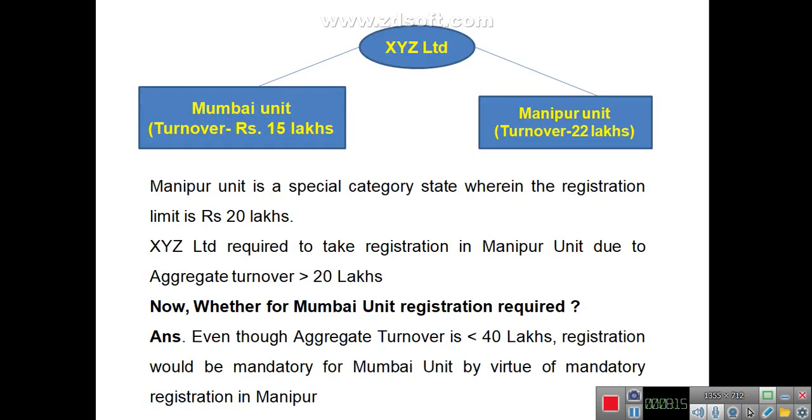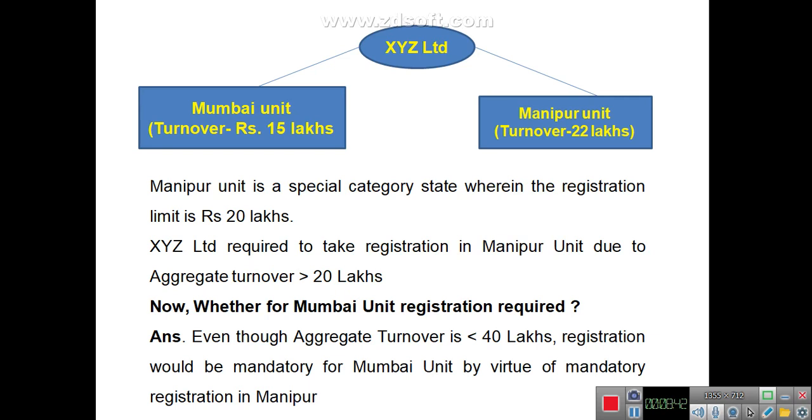Here in this example we can see XYZ Limited has two units, one in Mumbai and another in Manipur. If we aggregate the turnover of both the units, it's 37 lakhs and it is not exceeding the threshold limit, but Manipur is a special category state and there the threshold limit for registration is 20 lakhs.